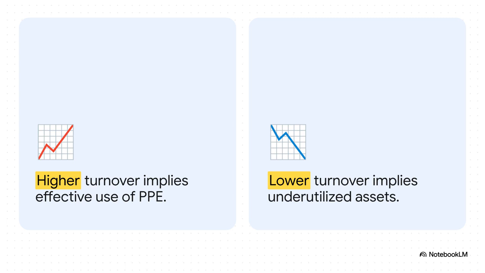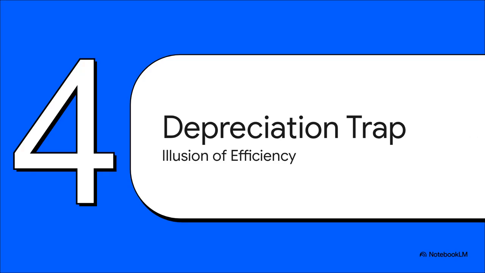It implies the company is highly effective at utilizing its property, plant, and equipment to generate robust revenue. Basically, they are squeezing way more sales out of their existing infrastructure. On the flip side of that, a lower turnover suggests underutilized assets. Think of a massive factory that's just sitting idle half the day, or excess capacity that simply isn't translating into actual sales. Okay, let's head into Section 4, the depreciation trap scenario, an illusion of efficiency.